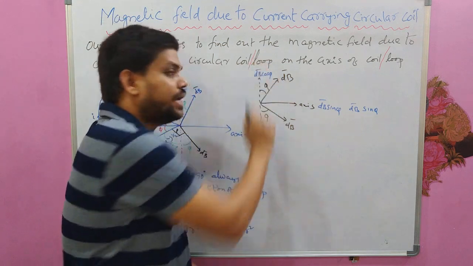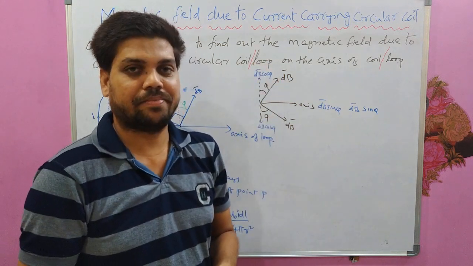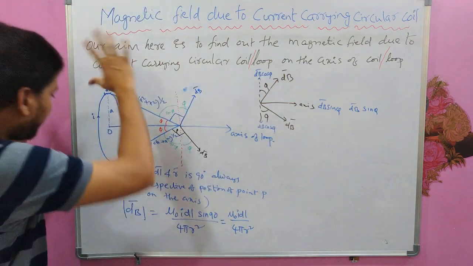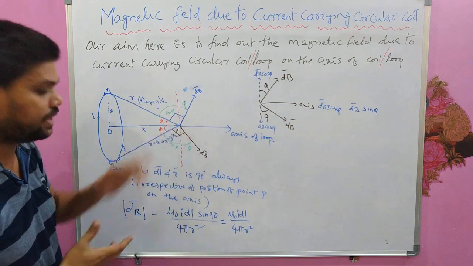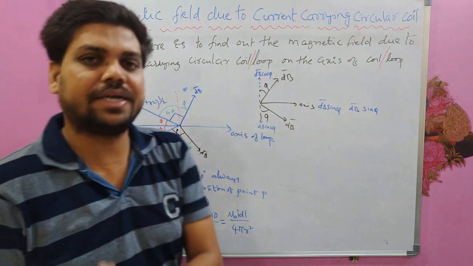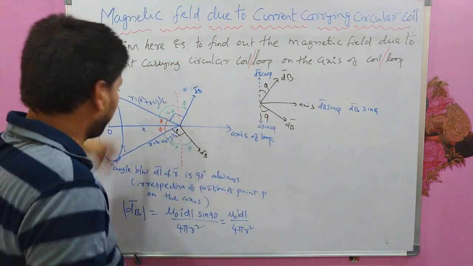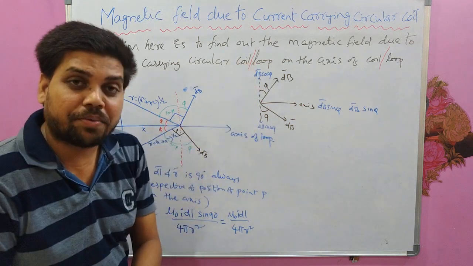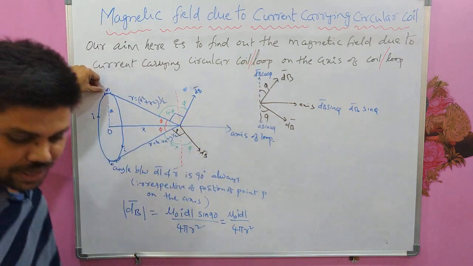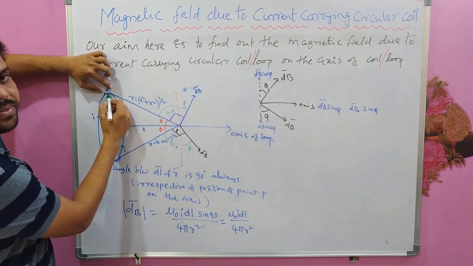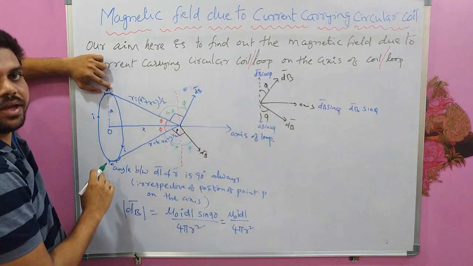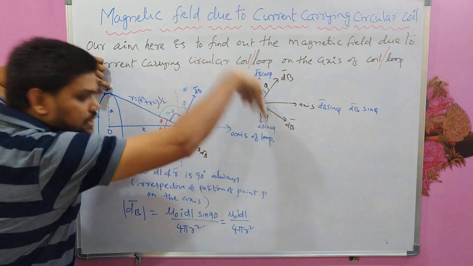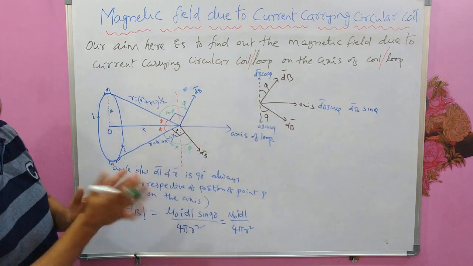Now the vertical components will cancel each other. If I consider the magnetic field due to the entire current carrying coil at point P, the dB cos phi components will cancel with each other wherever you take. For example, if this is the dl, this dB cos phi is here, and exactly opposite is another element, and that dB cos phi is downwards, opposite to this, so they will cancel each other.